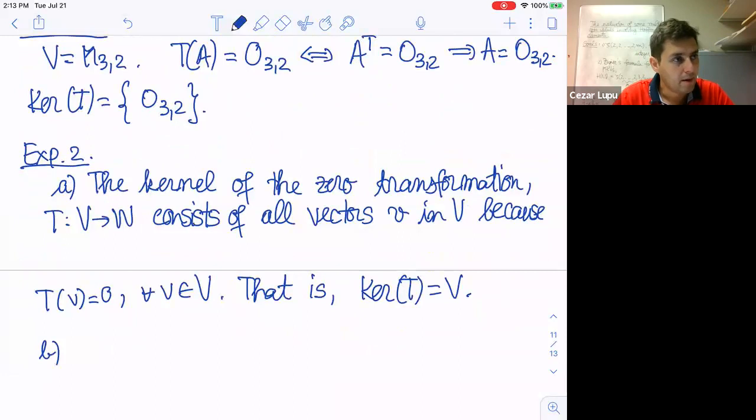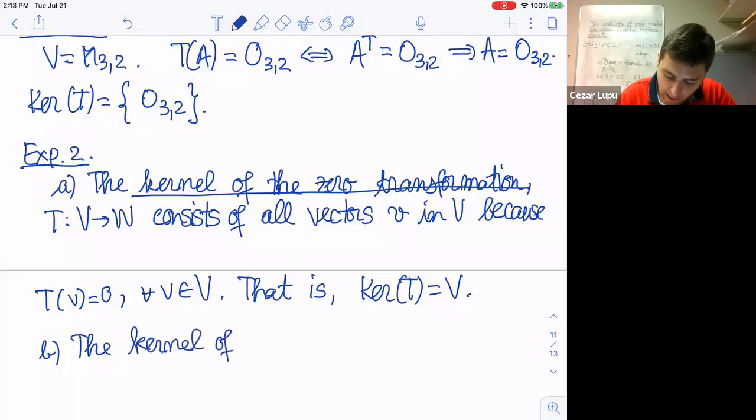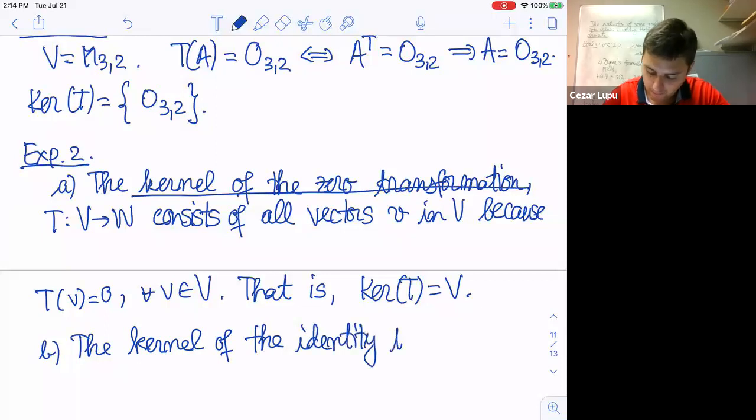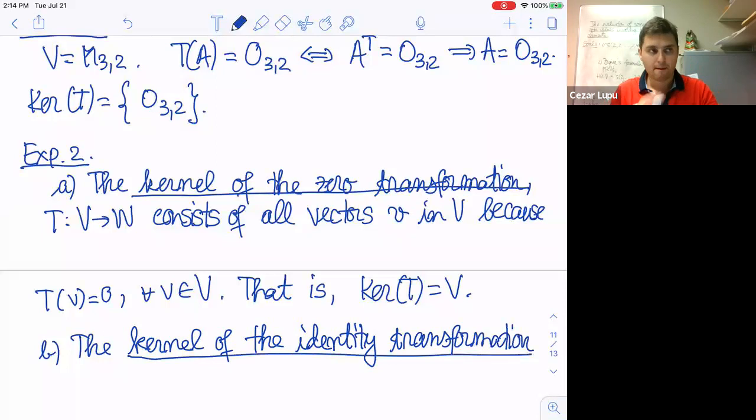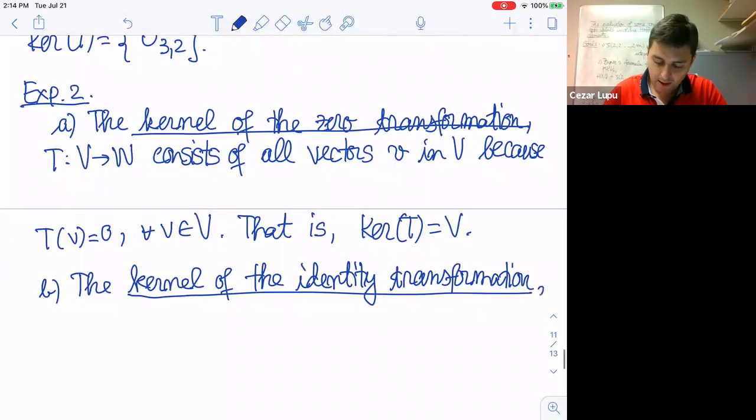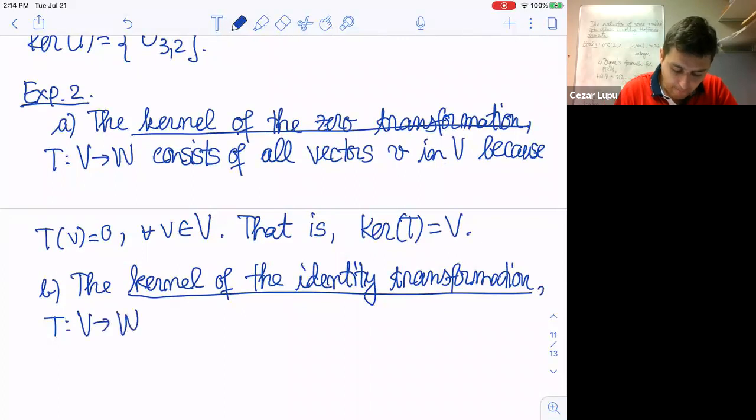Another example. Now, I want to look at the kernel of the identity. The kernel of the identity transformation, let's say T from V to W. In fact, in this case the identity goes from V to V.